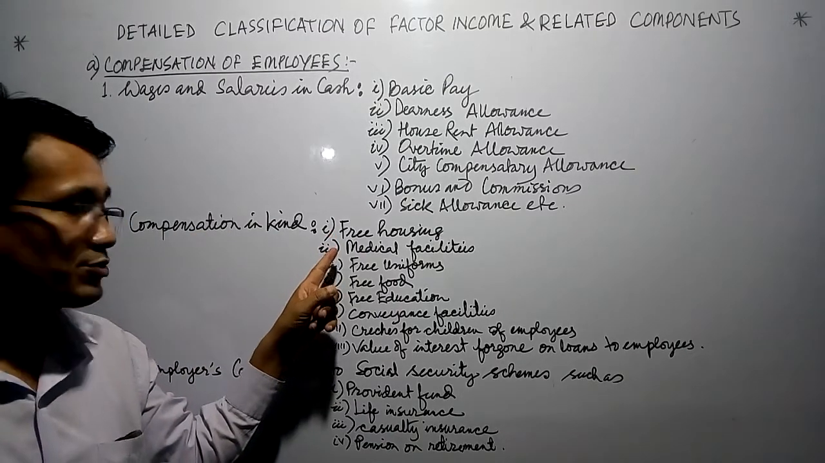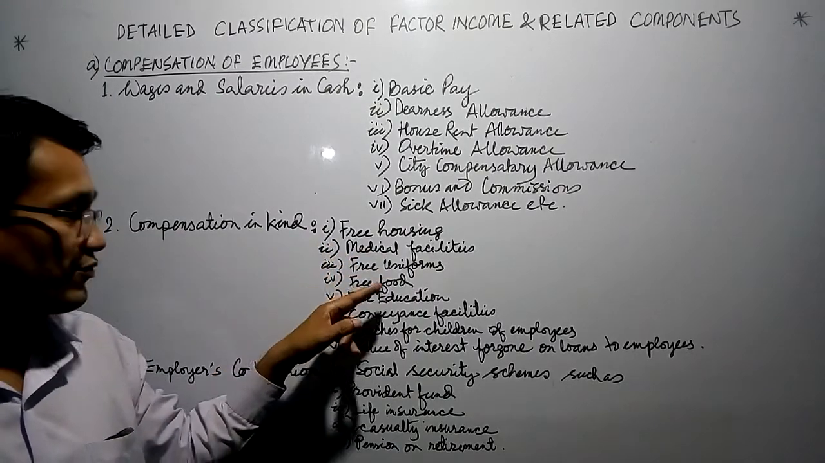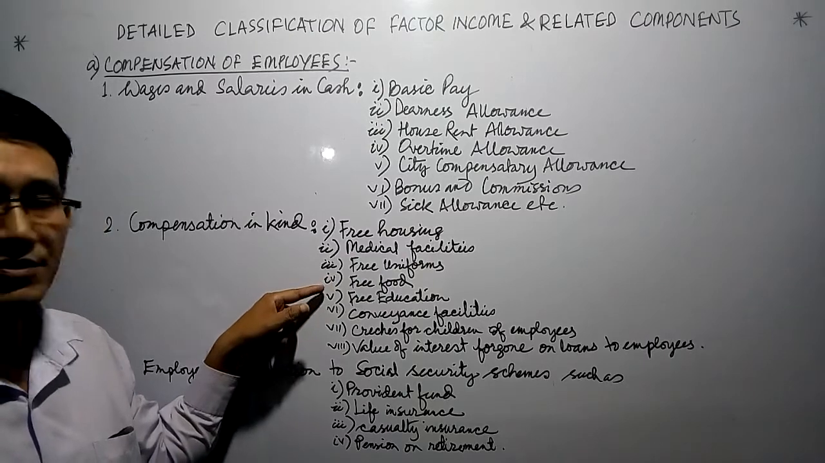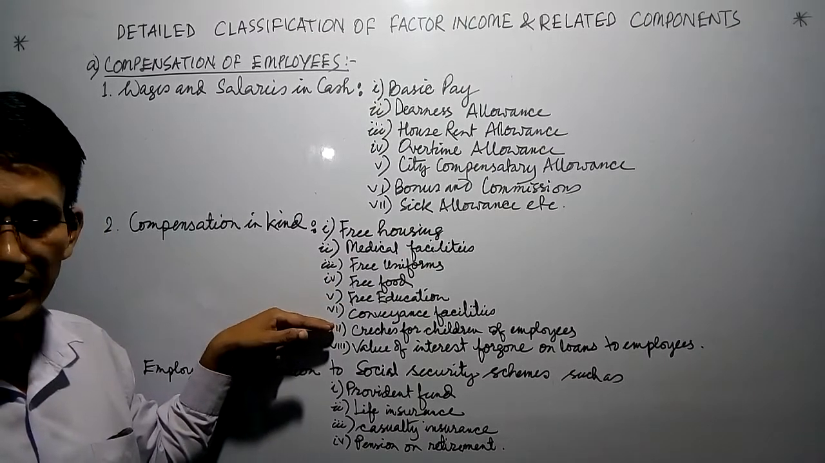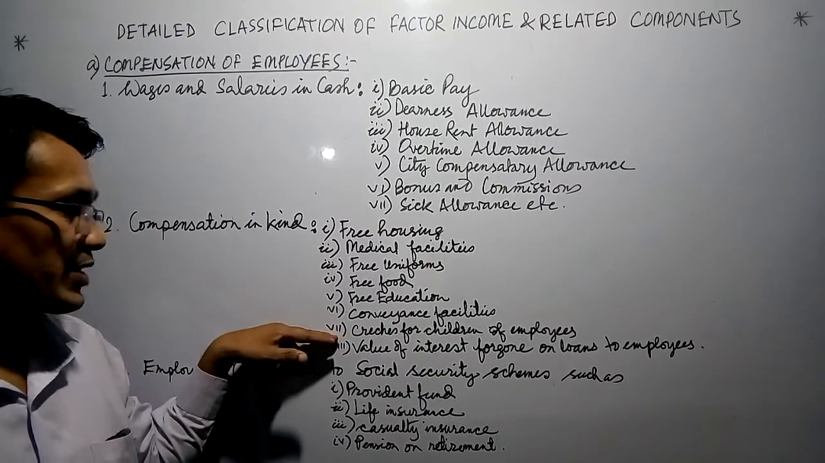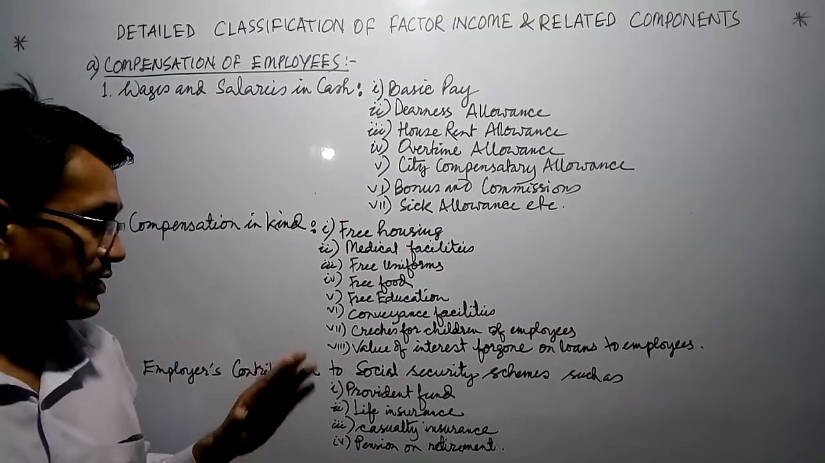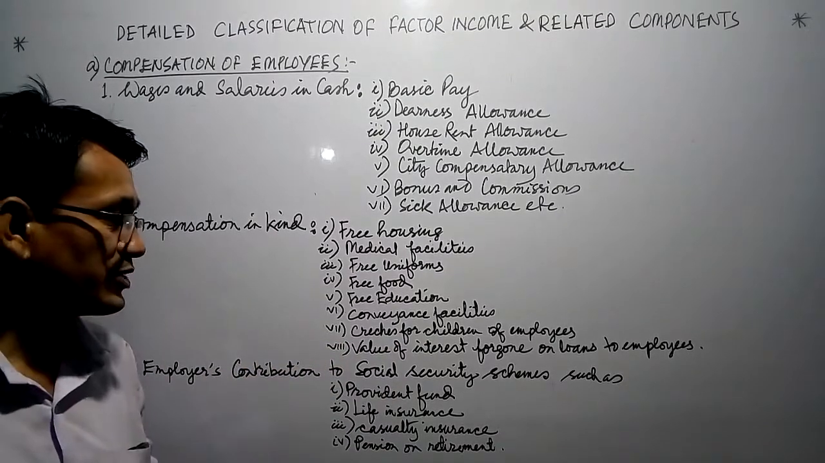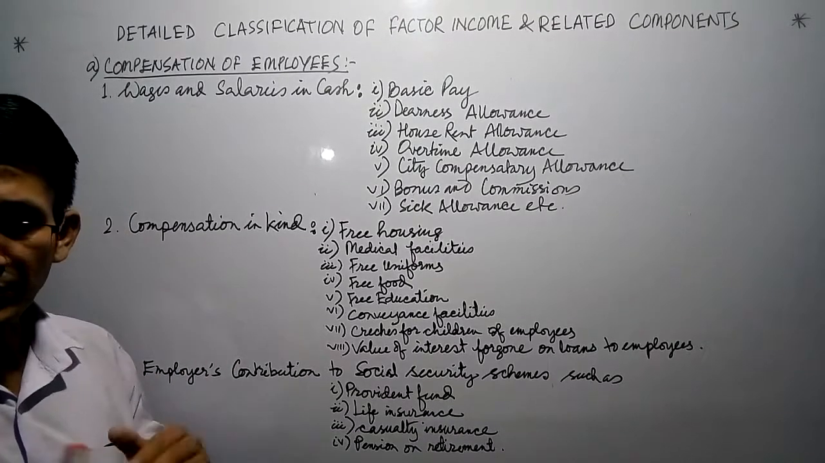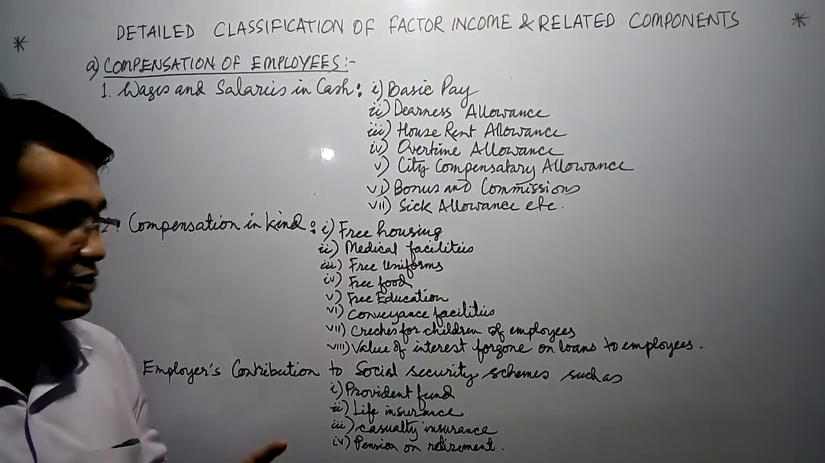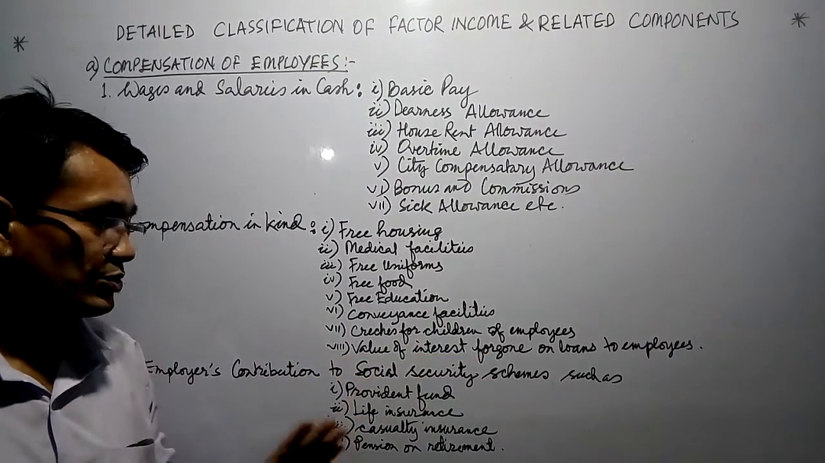Then compensation in kind comprises free housing. The employer gives free housing to the employee, then medical facilities, free uniforms, free food, free education, and convenience facilities, that is, transportation facilities. Then creches for the children of the employees, where the children are looked after while their parents are working. And the value of the interest foregone on loans to the employees.